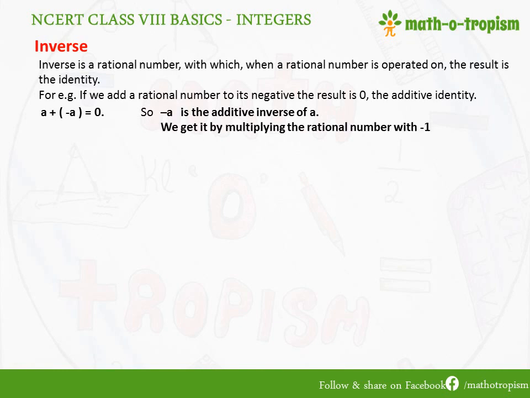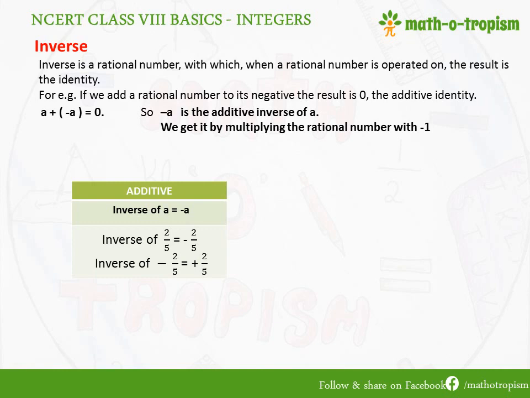And how do we get that? We just need to multiply it with the rational number minus 1. So whatever number is given, if we multiply it with minus 1 and then write it, that is the answer. So what does it mean? It means that if we are given a number, then you just need to change the sign and write, then that will be the additive inverse. So for example, the inverse of 2 by 5 will be minus 2 by 5.